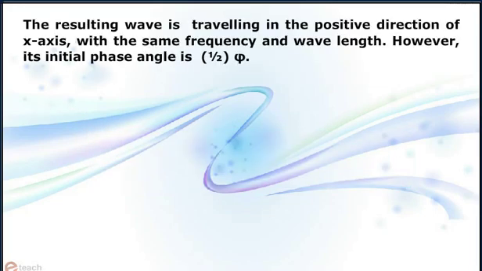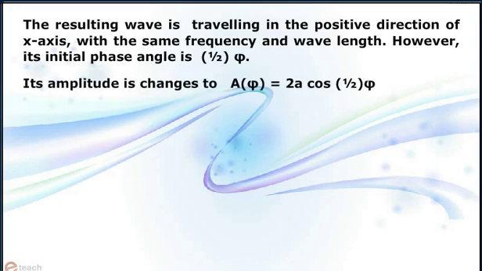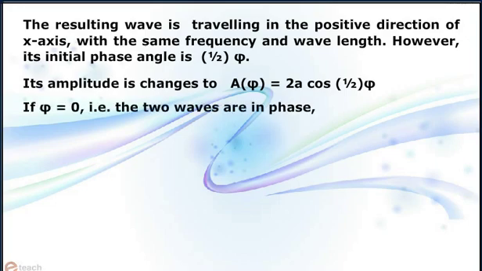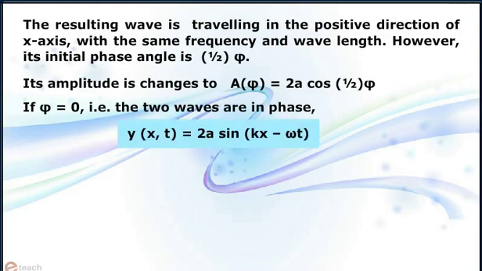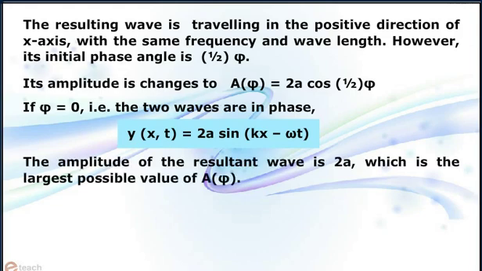The resulting wave is traveling in the positive direction of the x-axis with the same frequency and wavelength. However, its initial phase angle is half of φ. Its amplitude changes to A(φ) = 2a cos(φ/2). If φ = 0, that is, the two waves are in phase, y(x, t) = 2a sin(kx - ωt). The amplitude of the resultant wave is 2a, which is the largest possible value of A(φ).